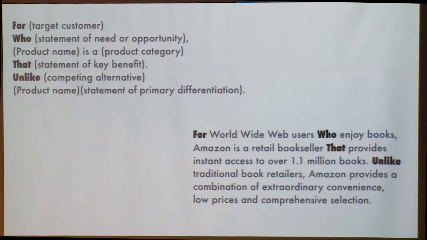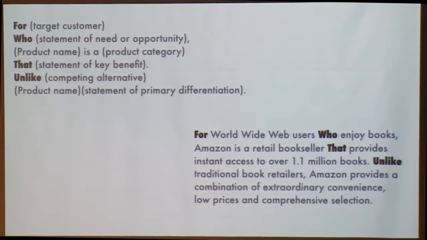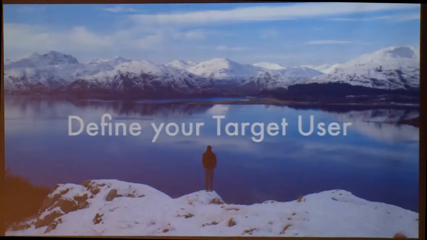So for your target customer who has a particular problem or need, whatever your product is in this category, and provides these key benefits, unlike what your competition is doing or how they're particularly solving that problem right now, your product is differentiated in this way. So obviously this example comes from Amazon. So once we've had students think through what is that problem, they really do start with this vision, this idea of a vision.